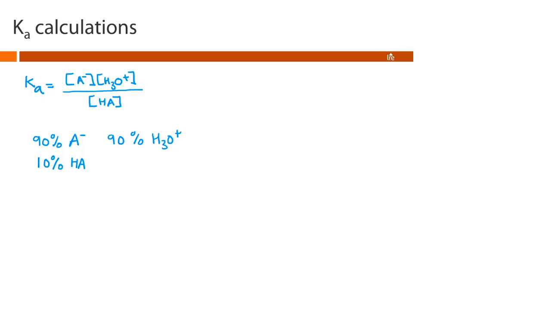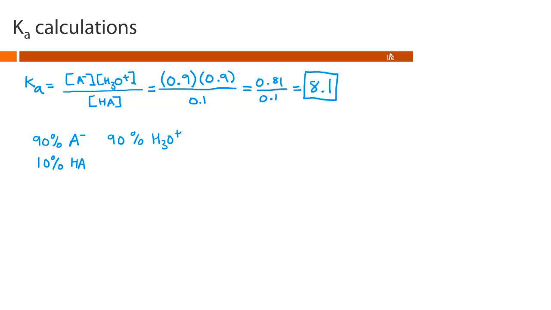Okay, so let's calculate this out. So 90% is the same thing as 0.9. We also have 0.9 hydronium ion as well. And we still have 10% HA at equilibrium. So 0.9 times 0.9 is 0.81 divided by 0.1 gives us an acid dissociation constant of 8.1.